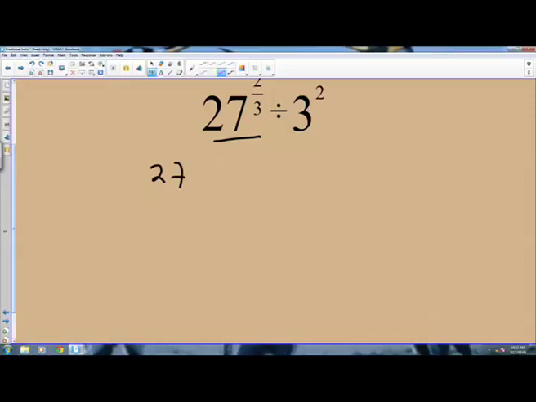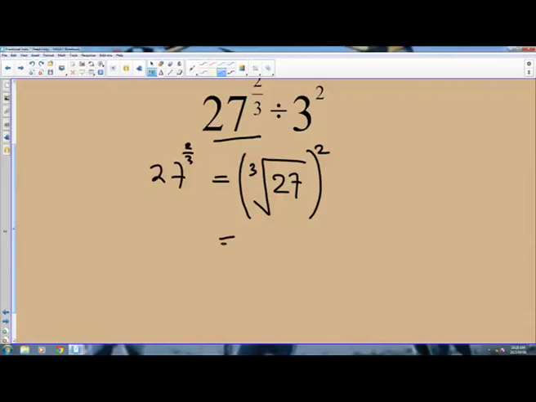27 to the power 2 over 3 is equal to the cubed root of 27, and then after finding the cubed root of 27, what do we do? Square it. That's how we do it. Find the cubed root of 27, then after finding the cubed root of 27, square that.